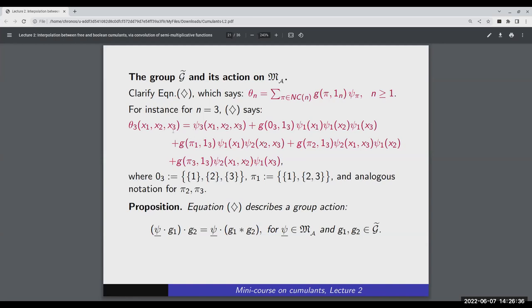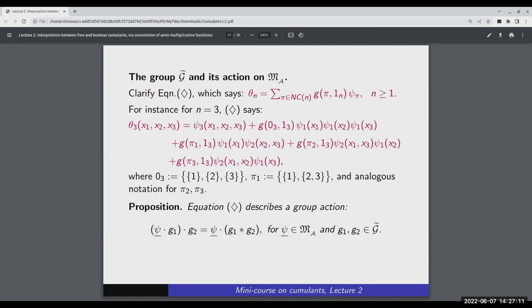Which allows us to invert the relations pretty much. So this is the partition with one block, 1 to 3. This is the partition with 3 singletons, and this is the corresponding psi sub pi, which is the product of 3 things. And then there are 3 partitions which have one doubleton and one singleton. For instance, this one breaks away 1 from 2 and 3. So it's psi 1 of x1, psi 2 of the other two. And the coefficient is g of pi, 1 1 3.